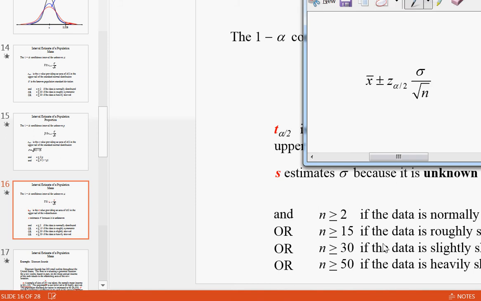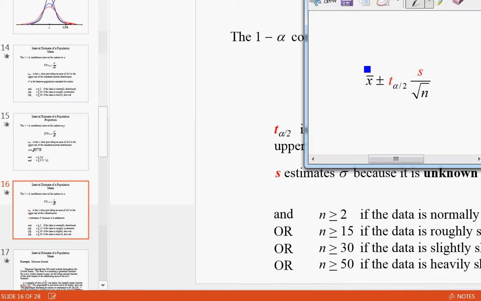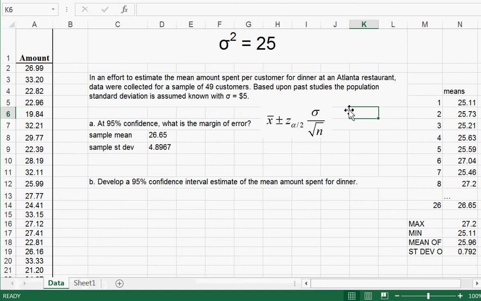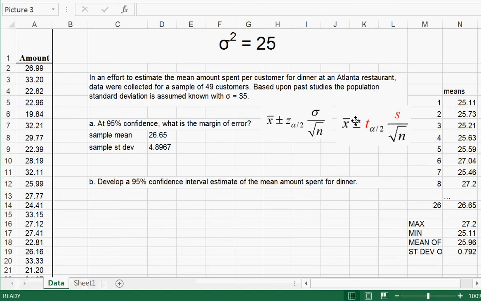So if you don't know sigma, you have to calculate it, right? From the sample, in which case it's called a sample standard deviation. I'm going to copy this one too. I'm going to paste it right next to that. So I have the confidence interval for the sigma known case, and I have the confidence interval for the sigma unknown case. What's the difference?